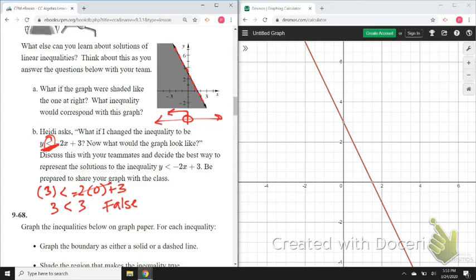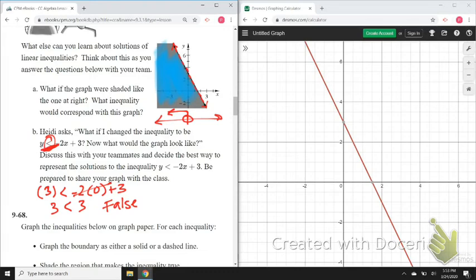Everything else is exactly the same. We still want to shade to the left, or excuse me, underneath like that. And that's how you would graph it. You would have a dotted line, and then you would shade it below because it's less. Less is below. Greater is higher, right? Very simple to remember. Hopefully you guys won't get confused.